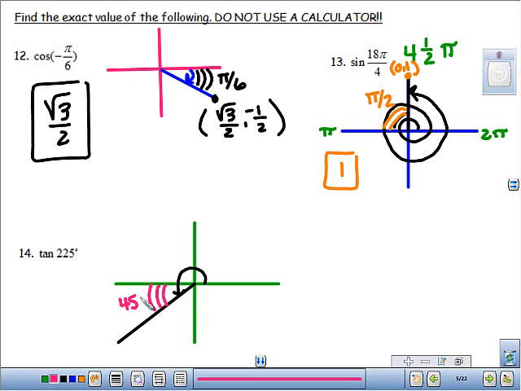Your reference angle here is 45 degrees. At 45 degrees, this point is square root of 2 over 2, square root of 2 over 2. In quadrant 3, both x and y are negative. Tangent is sine over cosine, or if you haven't memorized, these are the same, so it's just 1. And it's a negative divided by a negative, so it is a positive 1.